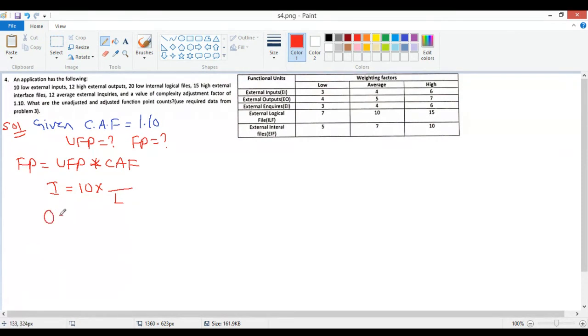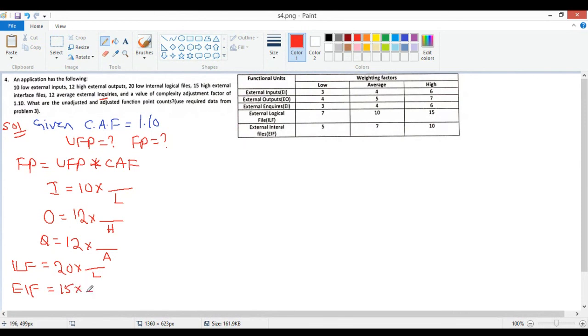Okay, input, then you have output. For output, he has given 12 high external outputs. So 12 into high. Then inquiries Q is equal to, where is inquiries? So you see here is the inquiries. 12 average external inquiries. Then you have ILF, internal logical files, and external interfaces. For internal logical files, 20 low he is giving, 20 into low, and 15 high external interfaces.